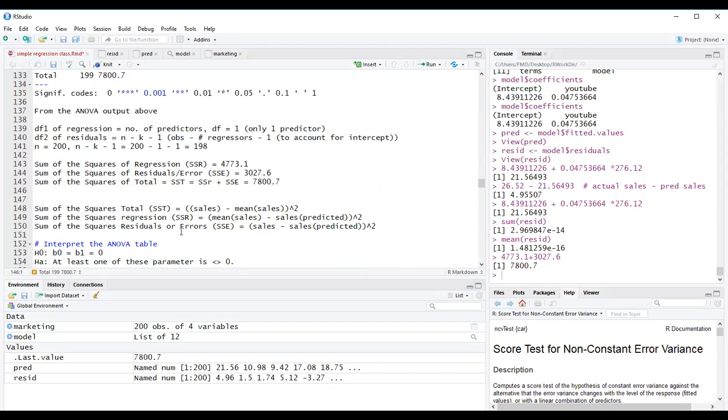So how did we compute for your SST? Si SST is yung actual value natin minus the average. Okay? So yung SST, guys, parang hindi natin gagamitin si YouTube to predict the values of sales. So paano natin malalaman yung mga errors natin dito? Actual sales minus the average of your sales.